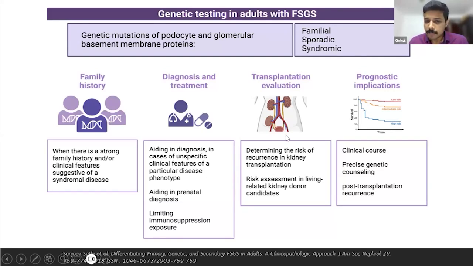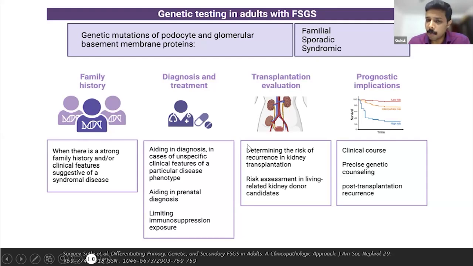And the next thing is especially when they are going for a transplant. It can determine the risk of recurrence in kidney transplant. For example, most of the genetic forms of FSGS don't recur in the post-transplant period. But some exceptions are there, including nephrin and podocin, especially the nephrin NPHS1 mutation. Those patients can have anti-nephrin antibodies in their serum, so it can act against the nephrin inside the donor kidney, and it can produce a recurrence.